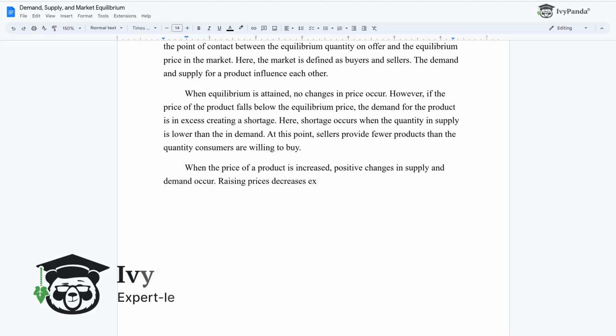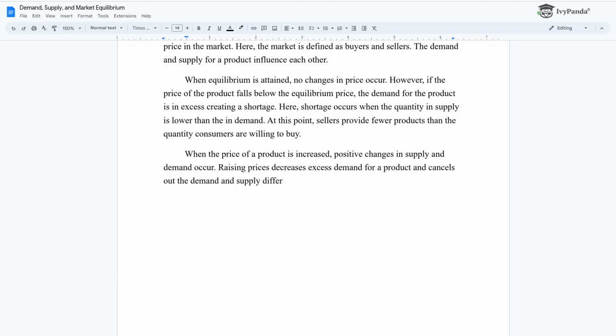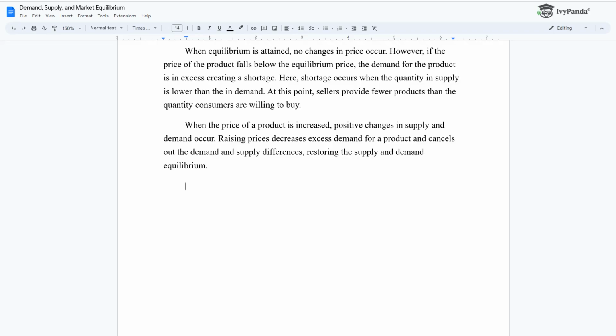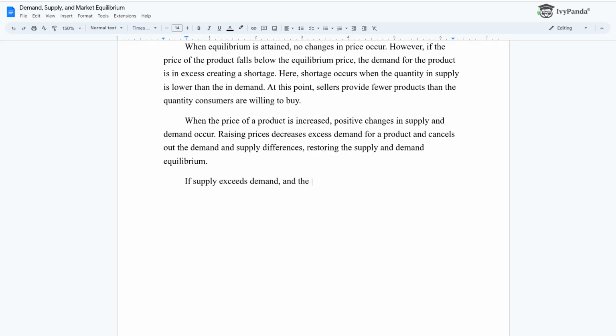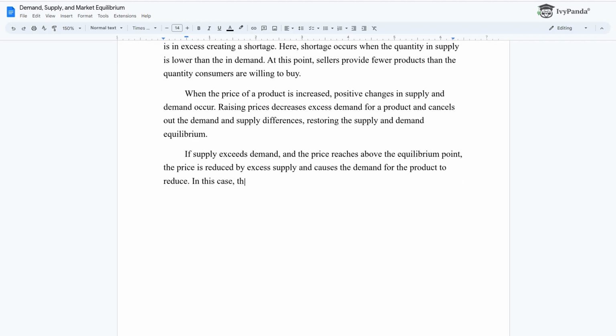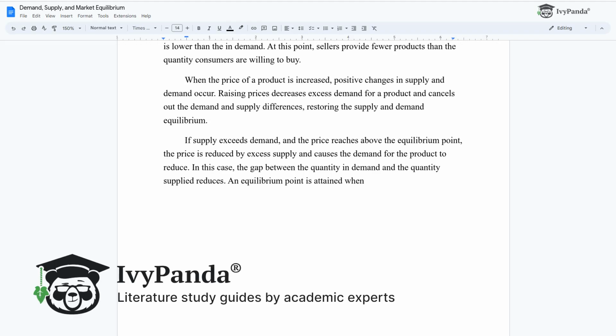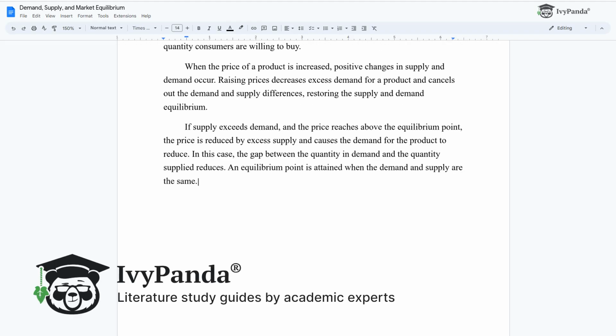Raising prices decreases excess demand for a product and cancels out the demand and supply differences, restoring the supply and demand equilibrium. If supply exceeds demand, and the price reaches above the equilibrium point, the price is reduced by excess supply and causes the demand for the product to reduce. In this case, the gap between the quantity in demand and the quantity supplied reduces. An equilibrium point is attained when the demand and supply are the same.